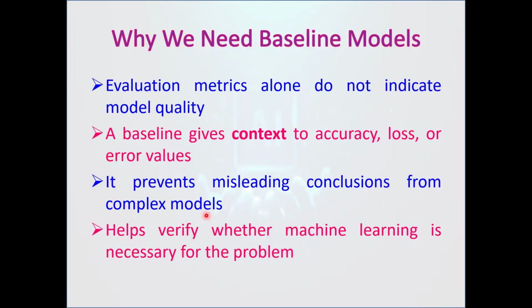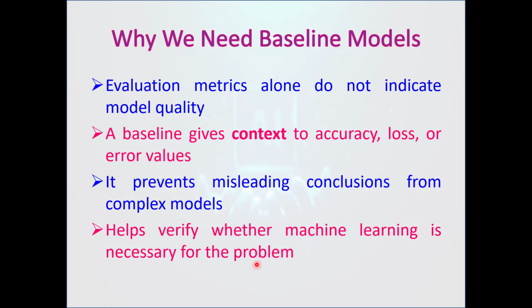Without a baseline, researchers may assume that a complex neural network is effective simply because it produces high accuracy. However, that accuracy might be achievable even with a simple rule-based system. Baseline models prevent such misleading conclusions by ensuring that any claimed improvement is real and not just an artifact of dataset distribution. Next, it helps verify whether machine learning is necessary for a problem. That means in some real world problems, simple business rules or statistical methods may perform almost as well as complex machine learning models.